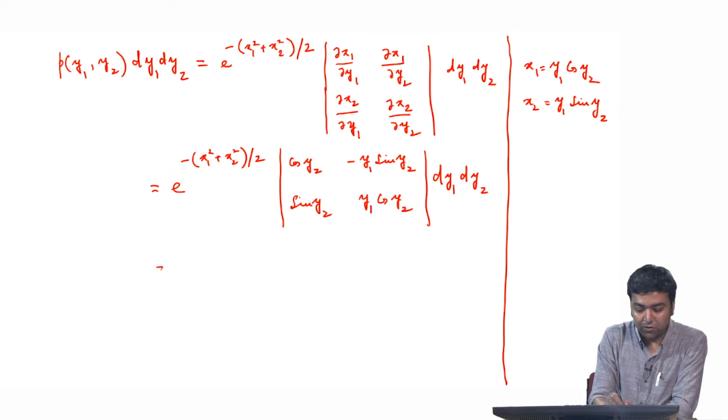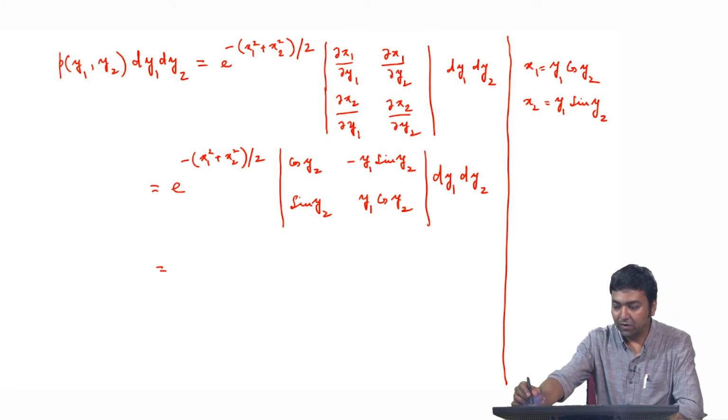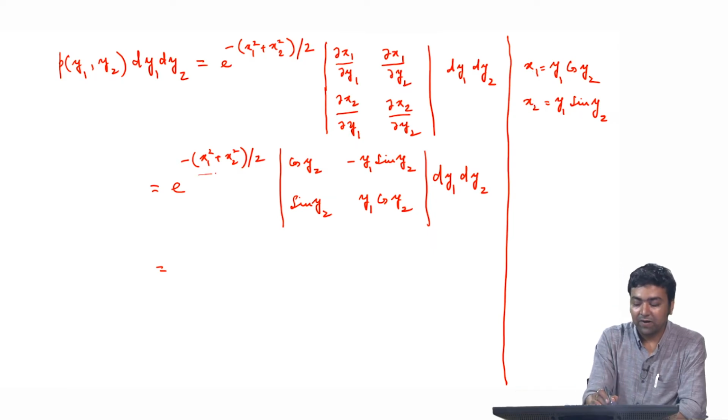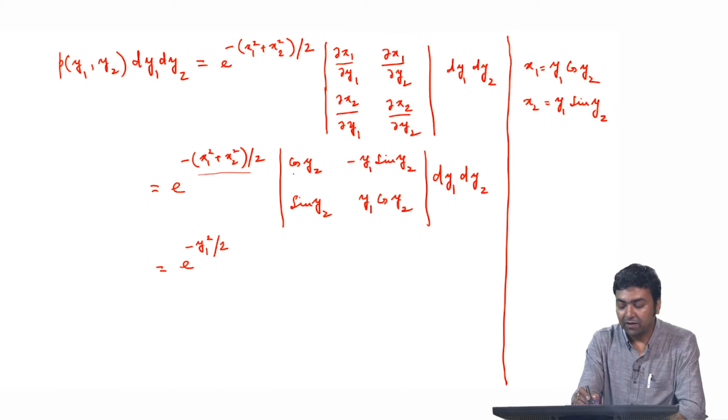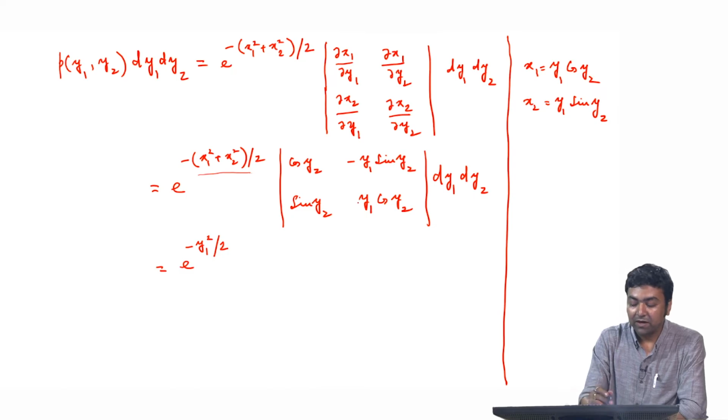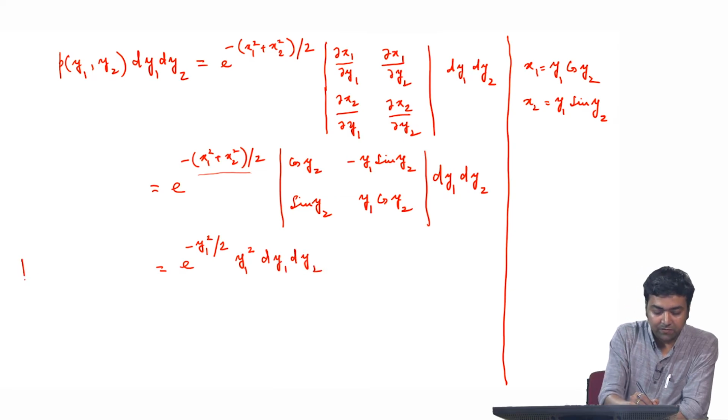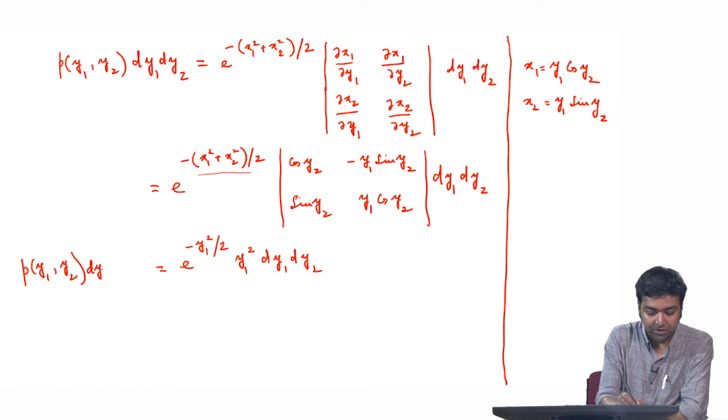Now, if you look at these two equations, x1 square plus x2 square is nothing but y1 square. So, I plug in y1 square here, and I get e to the power minus y1 square by 2. If I evaluate this determinant, I get y1 cos y2 square plus y1 sin y2 square, which together gives me y1 square, and then I have dy1 dy2. So, this is what my probability distribution function looks like based on the new transformation we have made.